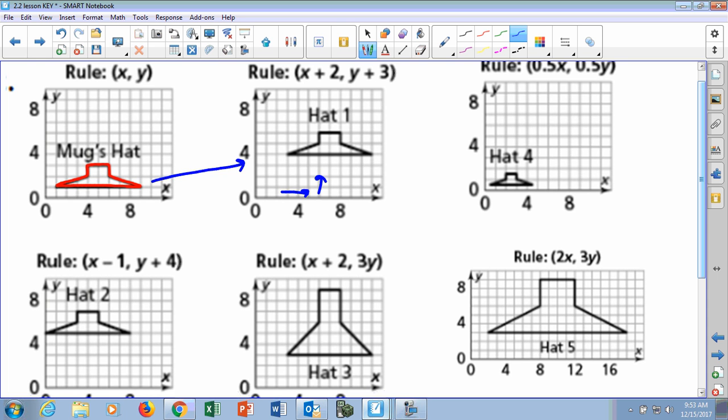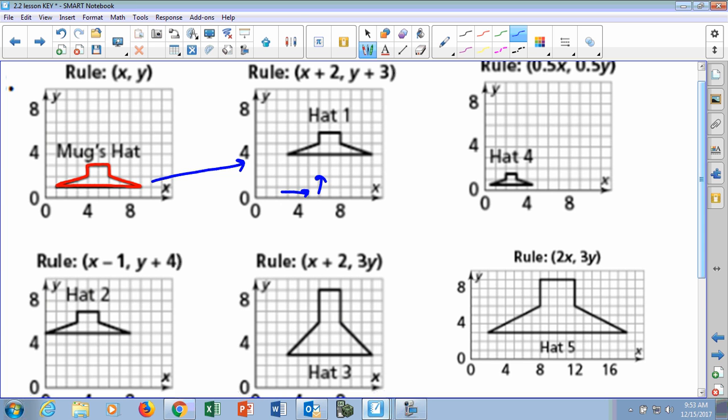So when those positives, when you add to the x or you add to the y with the rule, it moves it right, and then it moves it up, right? Because if we add to the y-axis, that means we go up the number line, right? When we add to the x-axis, that means we go right along the number line. See that?